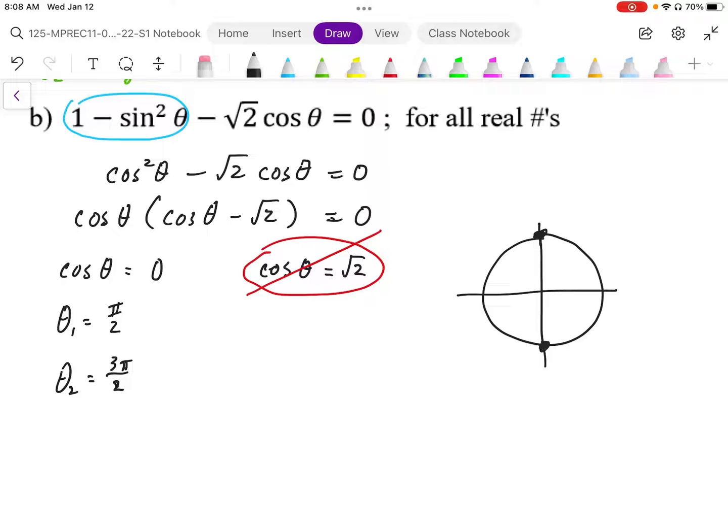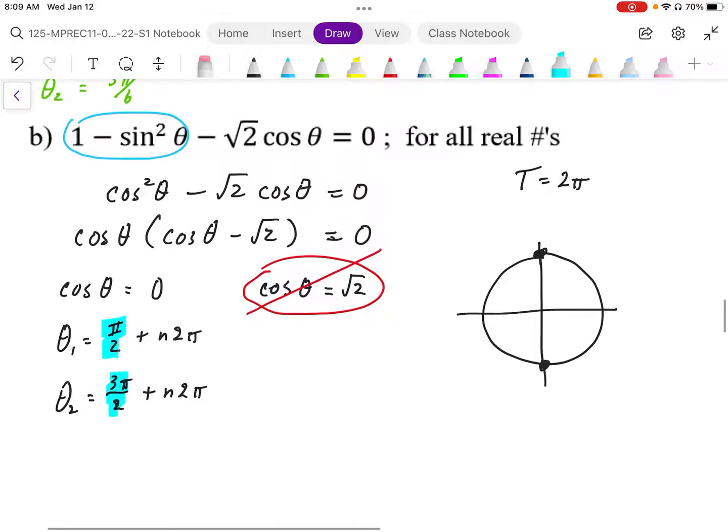Now, in this case, it says for all real numbers, so I have to determine the period of this function. The period of this is 2 pi, and then I can find the repetitions based on that 2 pi. So plus n 2 pi. Okay, so there's my generalized solution. This represents 1 period worth of solutions, and the n 2 pi represents the repetitions of those solutions.